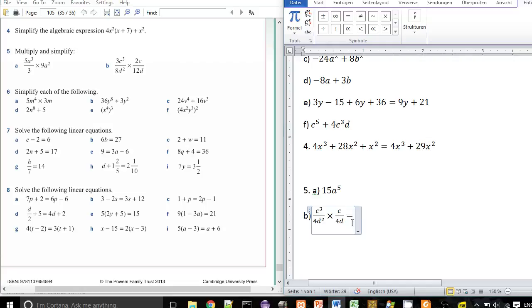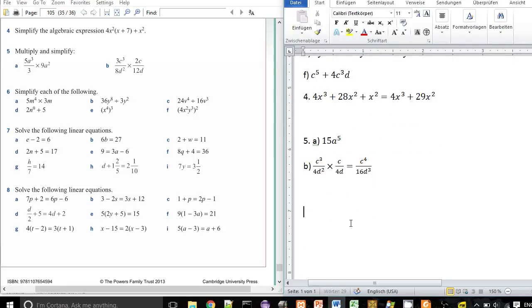There's different ways you might do it as well, but c cubed times c is just c to the power of 4. We've got a 16 on the bottom, 4 times 4 is 16. D squared times d is d cubed. That's it. Alright.